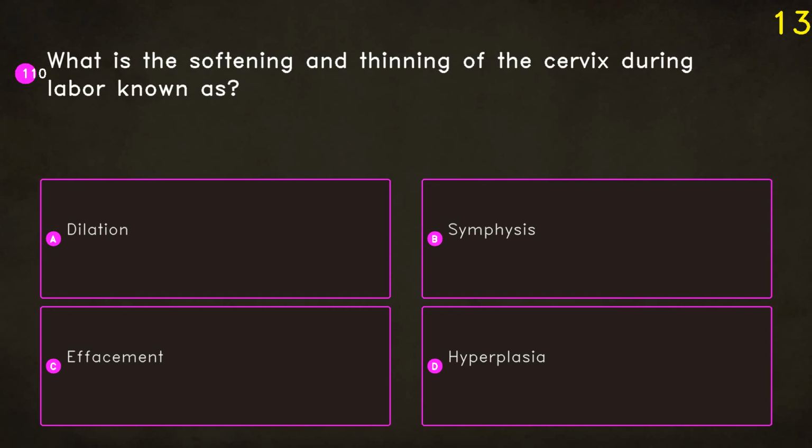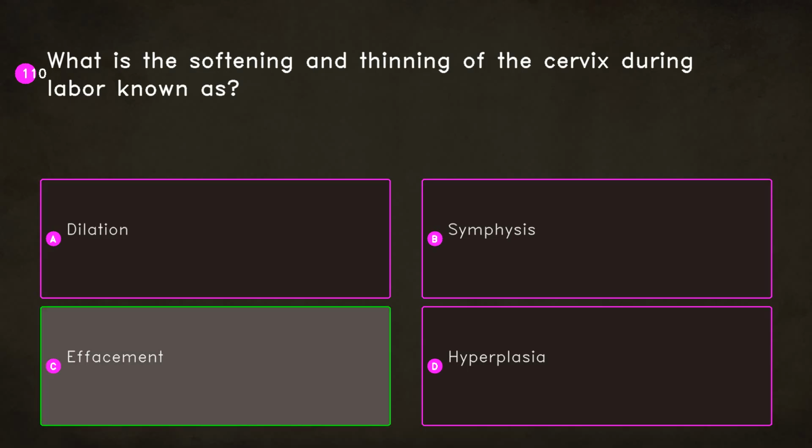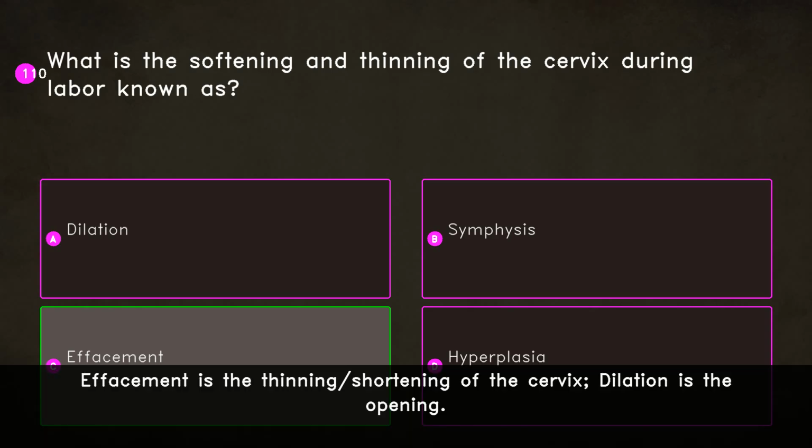Question 110. What is the softening and thinning of the cervix during labor known as? A. Dilation, B. Symphysis, C. Effacement, D. Hyperplasia. The correct answer is effacement. Effacement is the thinning and shortening of the cervix; dilation is the opening.